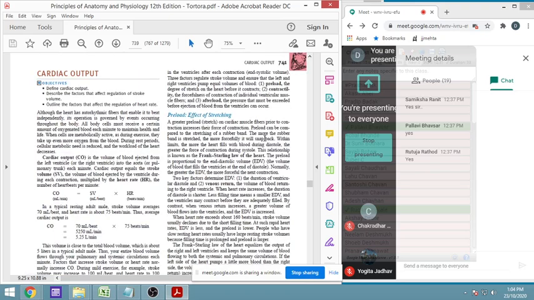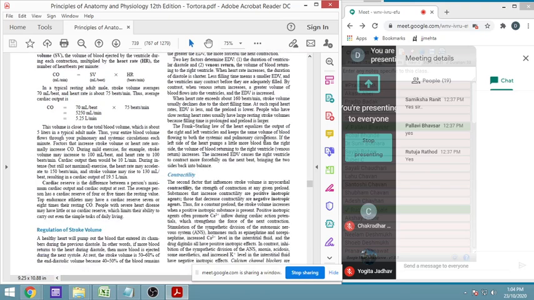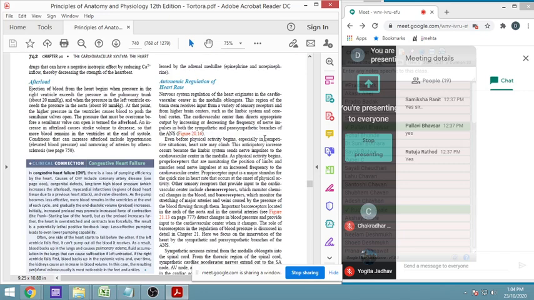Now what is arrhythmia again? You know about autonomic regulation of heart rate. I told you reflex mechanism, I told you about baroreceptor, I told you earlier about chemoreceptors.